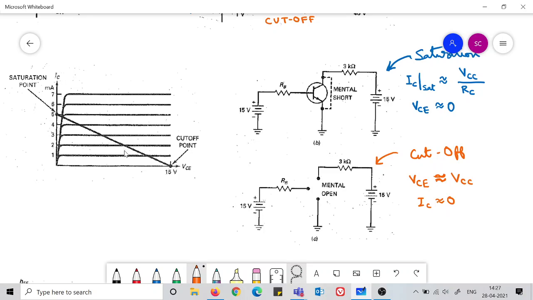And from here you will find out what your VCE is. You can find it directly from the graph if you have the load line already drawn. Otherwise, you can also find it using the equations. You can solve the equations anytime, but if you are given the load line, you can directly find it from the graph. Okay, so that is the thing.